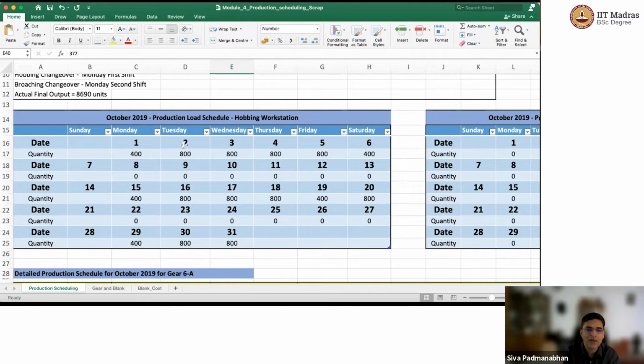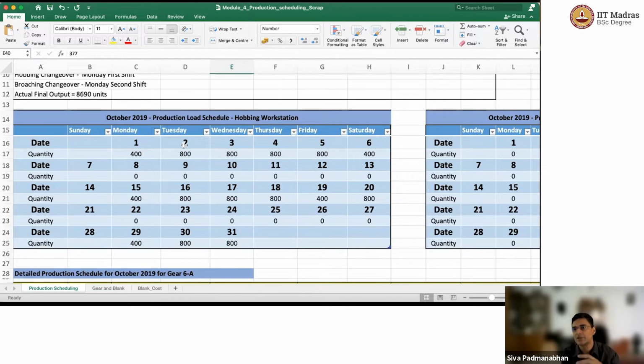And there is a reason why you will see that only some weeks have quantities in them. The reason is because I want to make gear 6A on alternate weeks. So you see in week 1, the quantities are there. In week 2, there are 0 quantities, because that machine is now being used to make another gear during that week. Week 3, I come back to making 6A. Week 4, I make some other gear. Week 5, I again come back to making 6A. So this is typically how machines are scheduled.